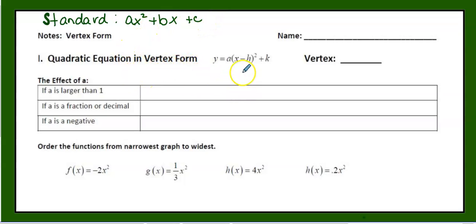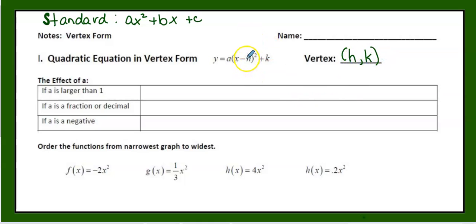Vertex form looks like this right here. And so we have the a value is the same as the a value up here. We have an x minus h, which is one of the transformations, okay? And then that whole thing is squared. And then we have a plus k out here. Plus k and plus c are actually the same thing. It's just written in a different way. And on this, the vertex is actually h and k.